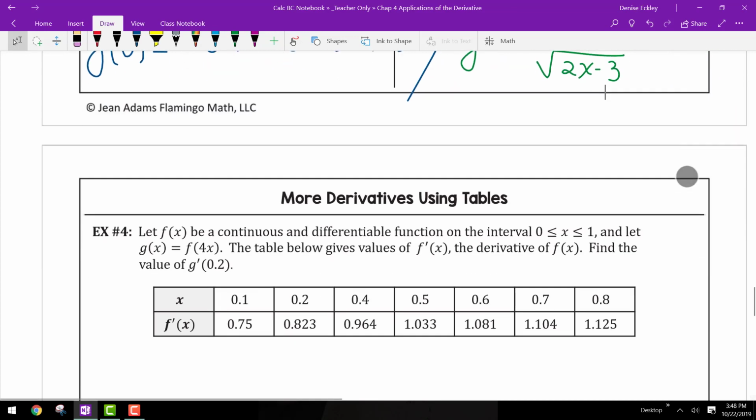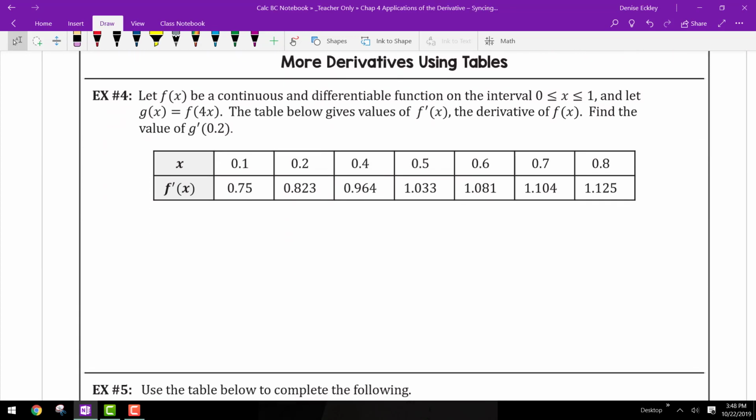Okay, and then finishing up this lesson, we are always going to go back to tables because the AP test loves tables. Okay, so let f of x be a continuous and differentiable function on the interval 0 to 1, including the endpoints, and let g of x be f of 4x. So the table below gives values of f prime of x, the derivative of f of x. So we're supposed to find the value of g prime of 0.2.